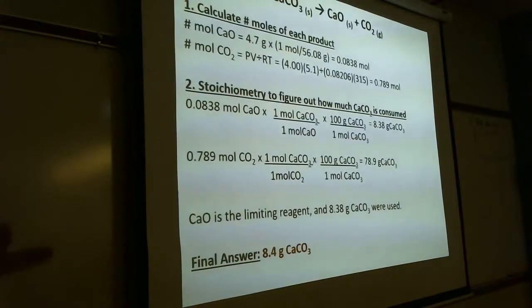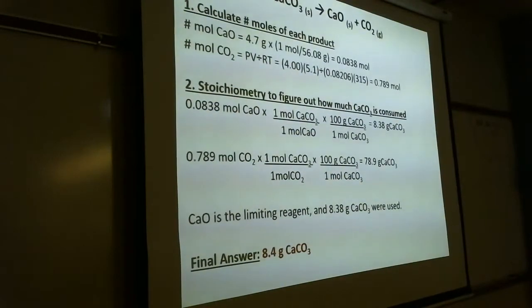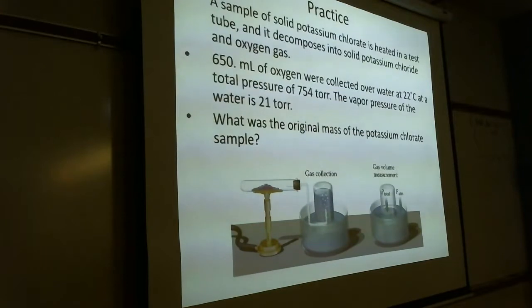Right. So anytime you know information about 2 substances, it's a limiting reagent type problem. We're starting to see a pattern here on how we use gas laws in stoichiometry. Try this one. Here's a little picture representing it too.